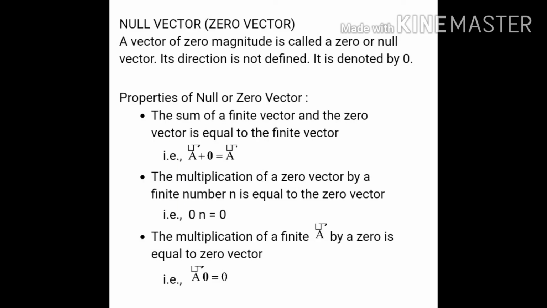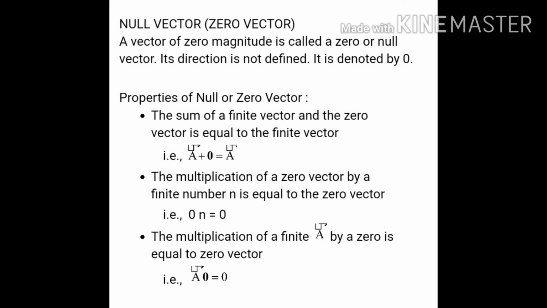Now move to the next vector, which is the null vector, or zero vector. A vector of zero magnitude is called a zero or null vector. Its direction is not defined. It is denoted by 0.